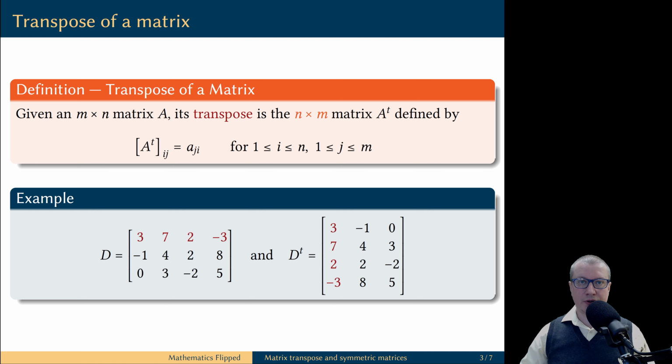So we take the first row of the original matrix D and we write it as a first column in the transposed matrix. Then we take the second row of the matrix D and we write it as a second column of the transposed matrix. And finally, we take the third row of the matrix and we write it as a third column of the transposed matrix.